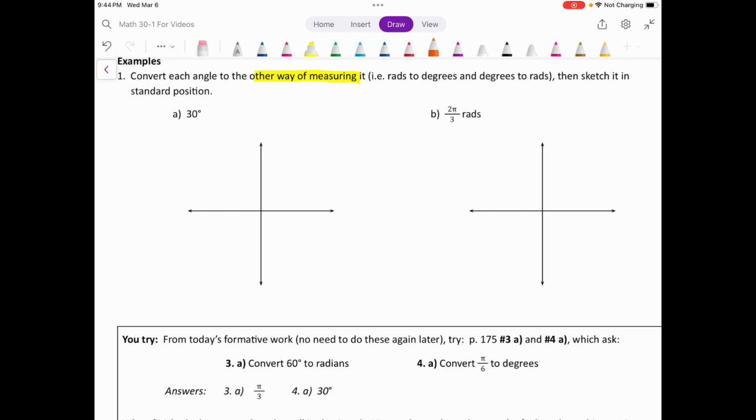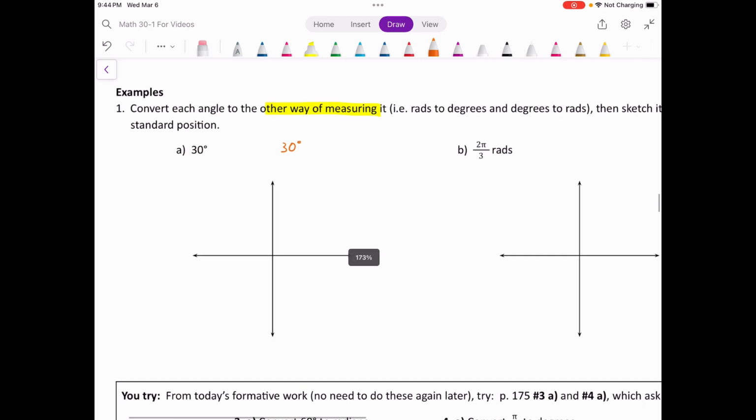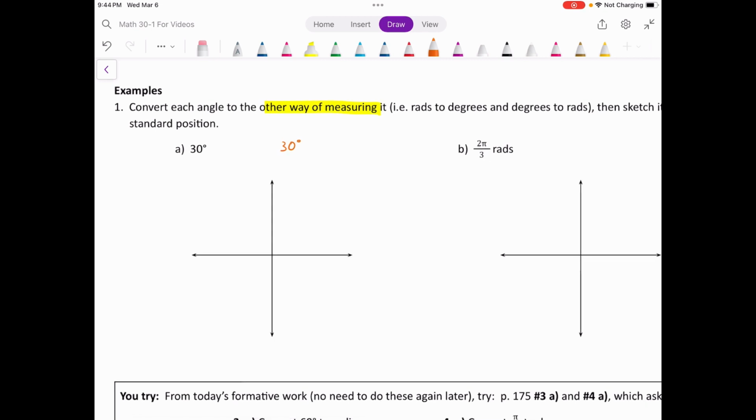So here we've got 30 degrees. I want to convert it to radians. What is the equivalent way of measuring this angle, but in radians instead of degrees? Just like going from meters to kilometers, same idea, except we're talking angles, not distances. So what do I want to multiply by? I need a conversion factor. Meters to kilometers, I would need to divide by 1,000.